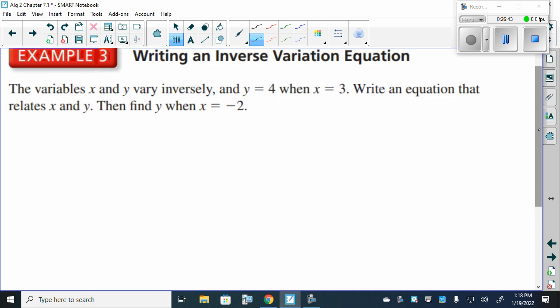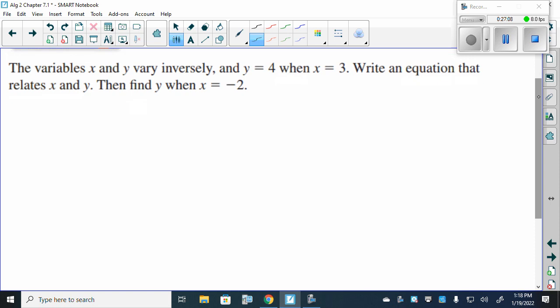This is the last thing we're going to look at today. The variables x and y vary inversely, and y equals 4 when x equals 3. Write the equation that relates x and y, then find y when x is equal to negative 2. For these here, we're trying to find two different things. The first is to find the equation, and the second is to find the value of y when x is equal to negative 2.